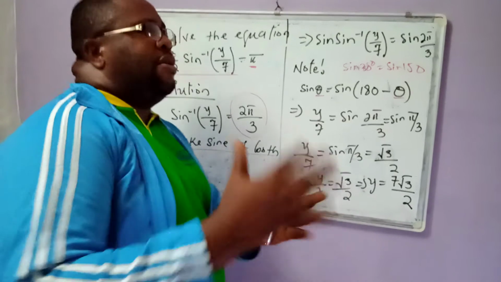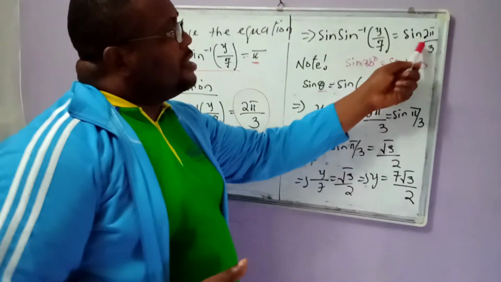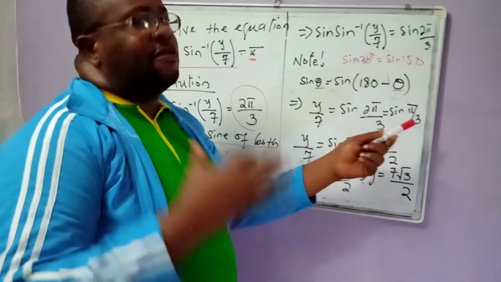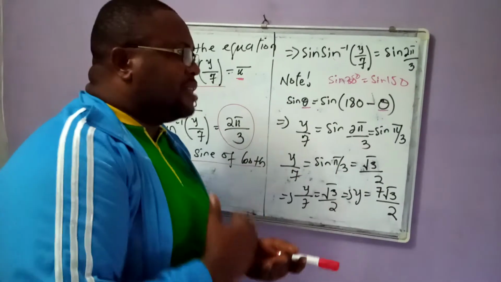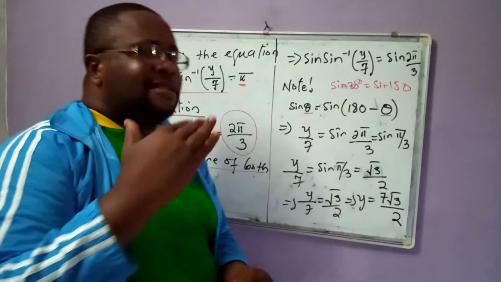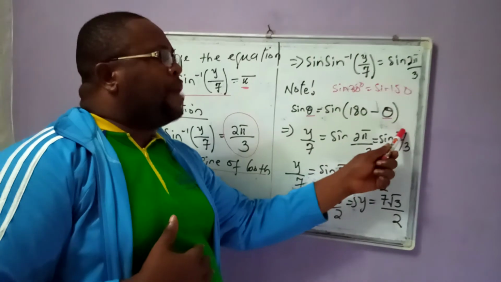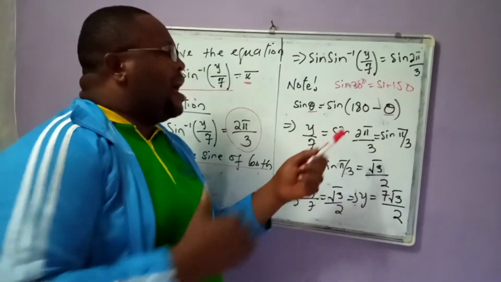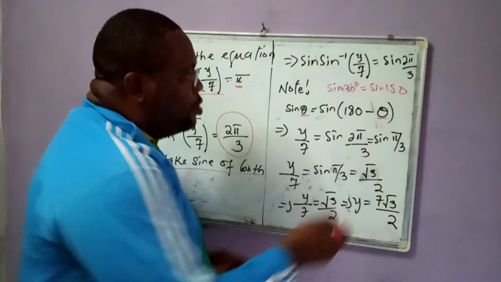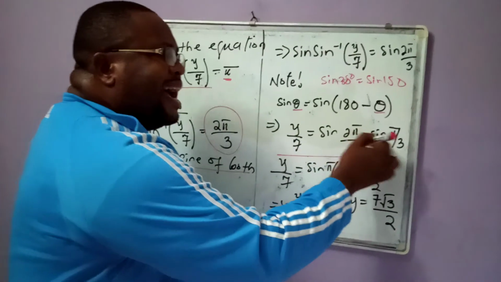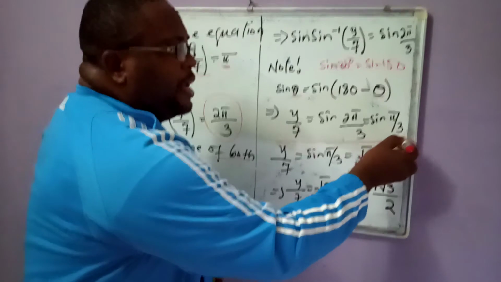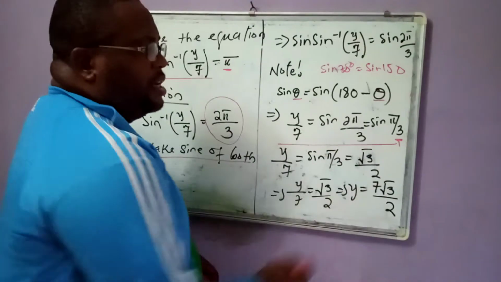And the sine of 120 degrees is the same thing as the sine of 60 degrees. That is 180 minus 120, becomes the sine of 60 degrees. And 60 degrees is the same thing as pi over 3. So our equation now boils down to this. We now have y over 7 equals sine of pi over 3. This pi over 3 is 60 degrees.